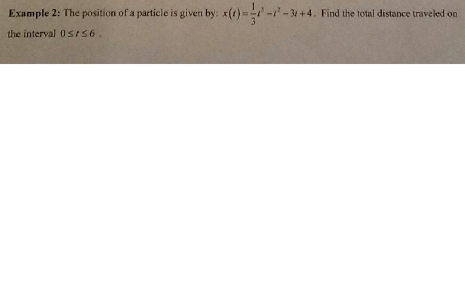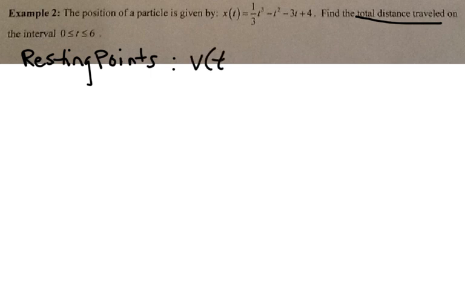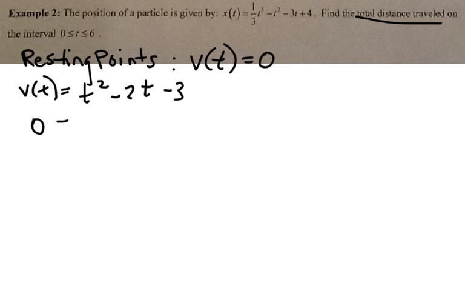So the first step to finding the total distance traveled is to find the resting points. What are resting points? Places where you're not moving. Places where the velocity equals 0. So the first thing I want to do is find the velocity equation and set it equal to 0. So v of t for this would be t squared minus 2t minus 3. And I'm going to set that equal to 0 to find the resting points.